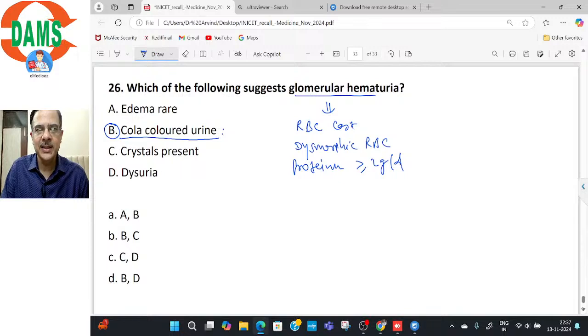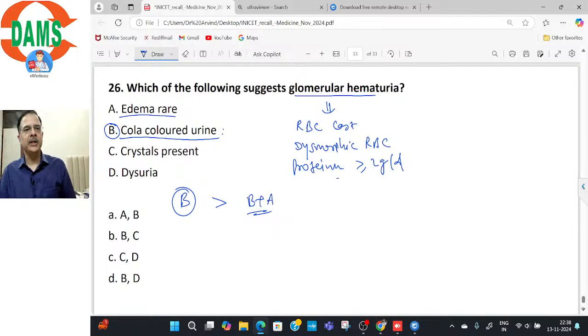Now edema is rare. If it is a glomerular hematuria, there can be a low GFR. Low GFR can cause water retention, so it can be present or it can be absent. So we have to include the A option by default. While crystalluria and dysuria are not suggestive of glomerular hematuria. So the best answer here should be the B option. If the B option is not there, then you have to pick B plus A option. Edema is rare.